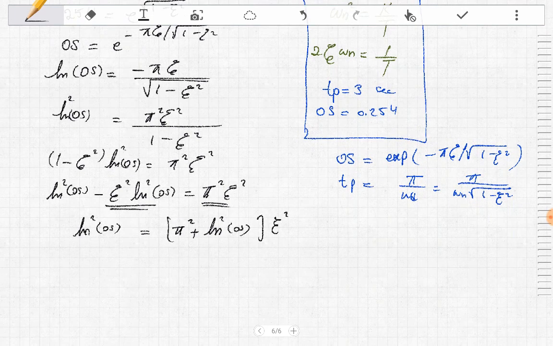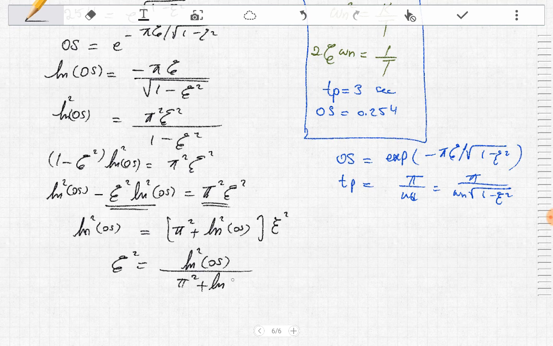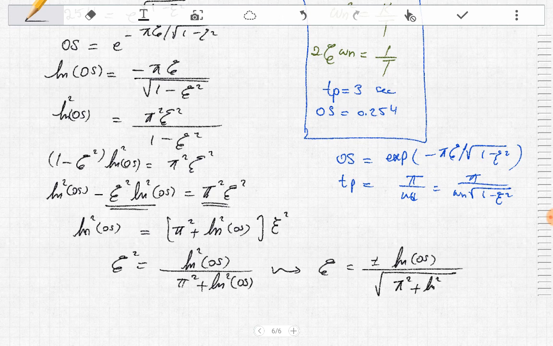Can you find eta square now? So eta square equals ln square overshoot over pi square plus ln square overshoot. Eta will be equal to the root, but this root could be positive and negative. So we have to do it in a way that eta will always be a positive number. There is no negative number for eta, right? So it will be ln overshoot over the root of pi square plus ln square overshoot.